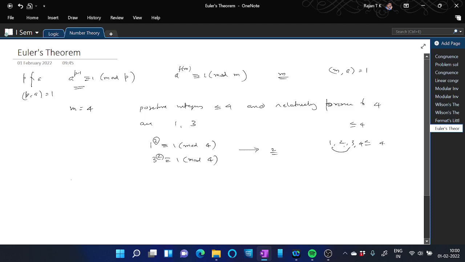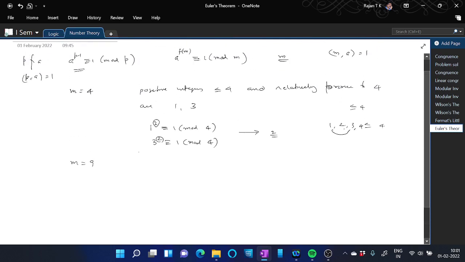Now let us take another number, say M is equal to 9. When M is equal to 9, the positive integers less than or equal to 9 and relatively prime to 9 are 1, 2, 4, 5, 7 and 8. These numbers also have the property, you see. 1 square is clearly congruent to 1 mod 9.